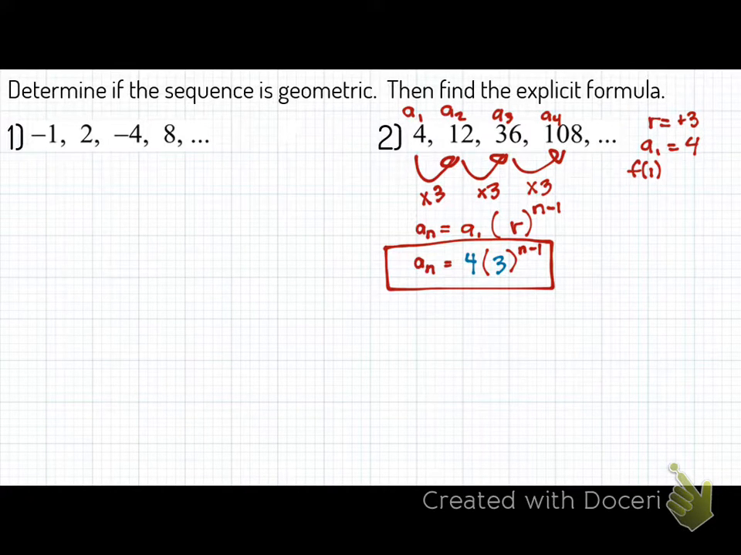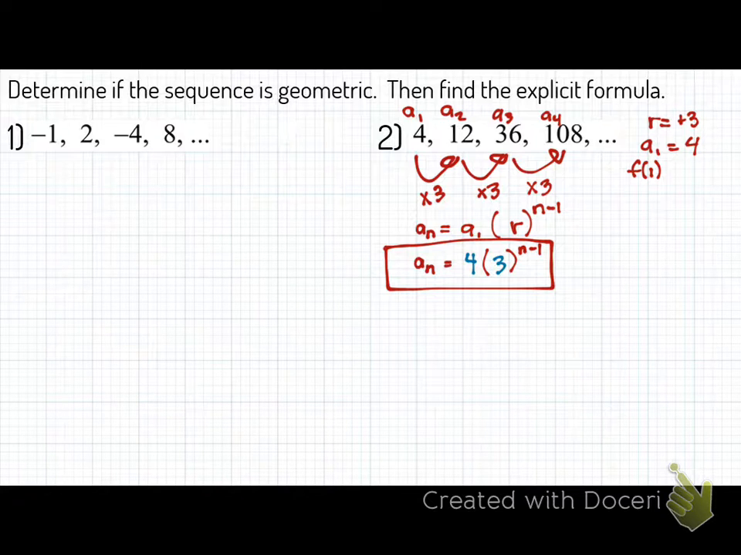So, for example, the second term. Ready? If I wanted the second term, we're going to replace n with 2. What's 2 minus 1? 1. What's 3 to the first? 3 times 4? 12. Isn't that the second term here? Do you see that? Or let's try the fourth term. I know the answer is supposed to be 108, but let's just see if it works. What's 4 minus 1? 3. Good. What's 3 to the third, which is 3 times 3 times 3? 27. Good. What's 27 times 4? 108. You see that?